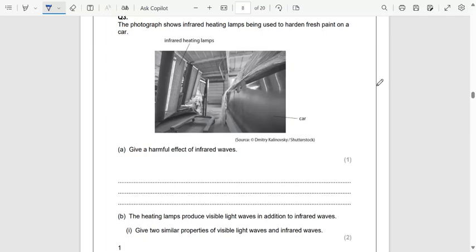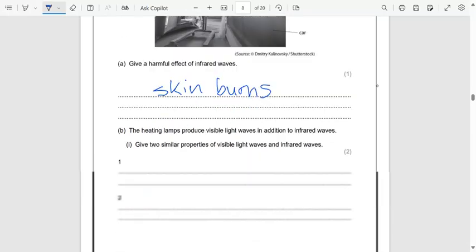Okay, question 3 is talking about using infrared heating lamps and a harmful effect of infrared waves. If you put your hand next to these infrared heating lamps, then what would happen? Your skin would go all crispy like a piece of crispy bacon, right? So that's the danger, the potential for skin burns. Skin burns.